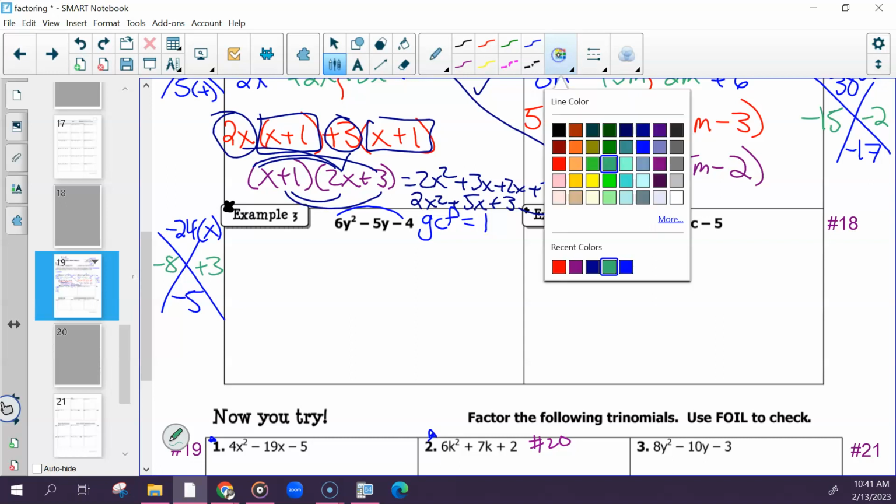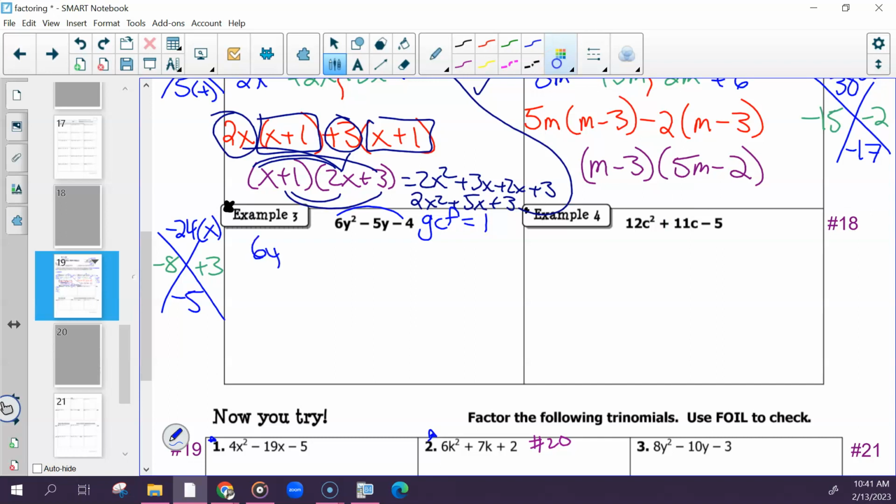Rewrite that. So if you wanted to put the 3 with the 6 and the 8 with the 4, you could do that. If you didn't do that, that's okay also. You should get the same thing either way. What do those first two have in common? It's y. Divide 8 by 6.